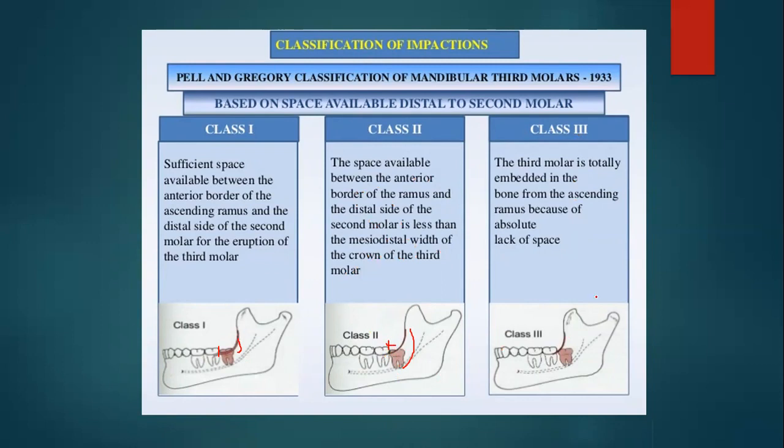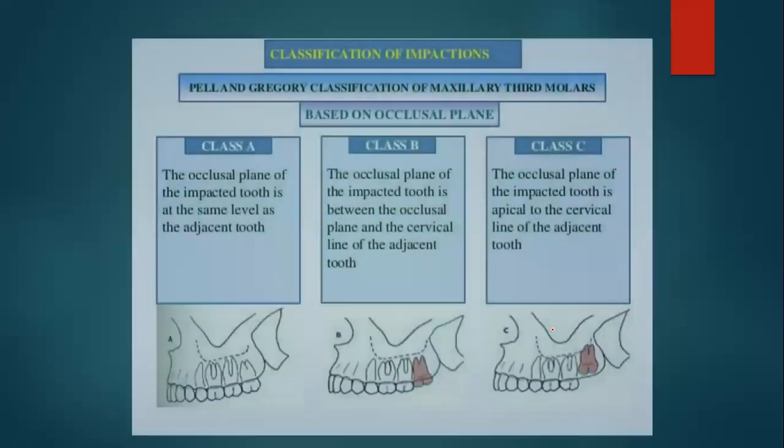In class 3, you have seen that the third molar is totally embedded in the bone of the ascending ramus because of the lack of space. What happens in class 3? The whole of the tooth is embedded into the ramus of the mandible because there is a lack of space for its eruption. So this was the Pell-Gregory classification of mandibular third molar based on the space available distal to the second molar.